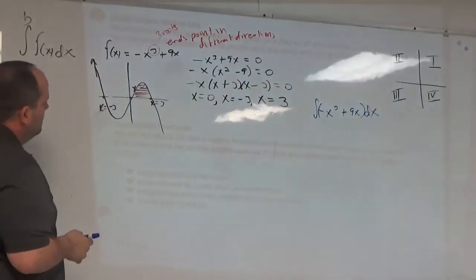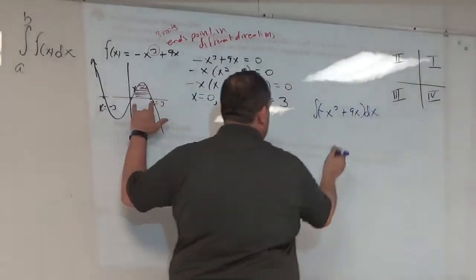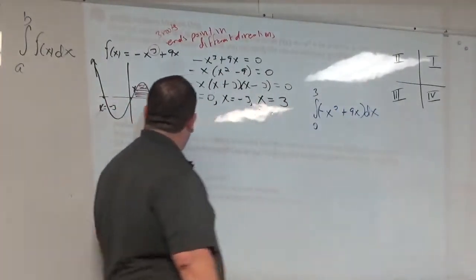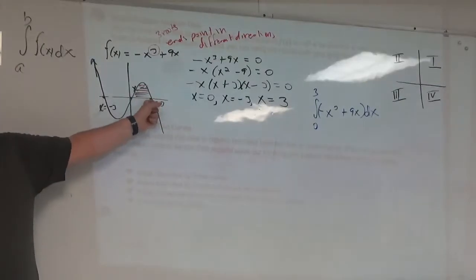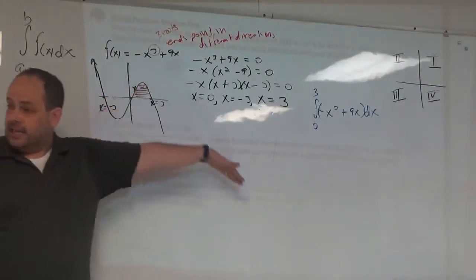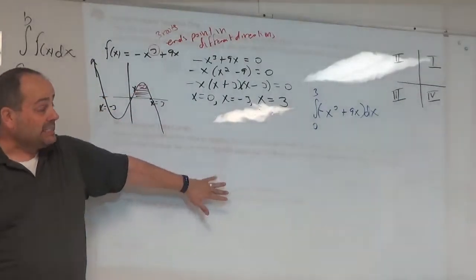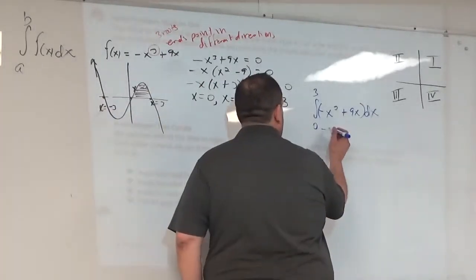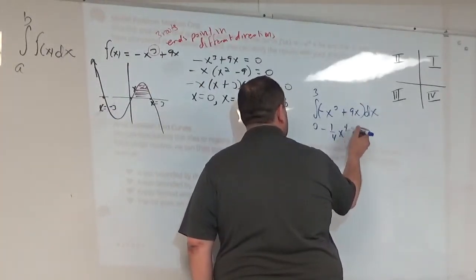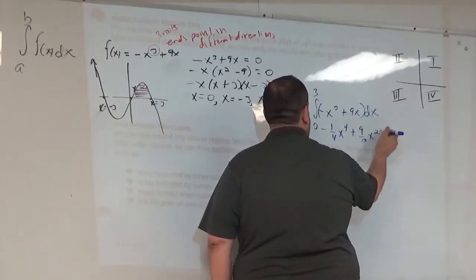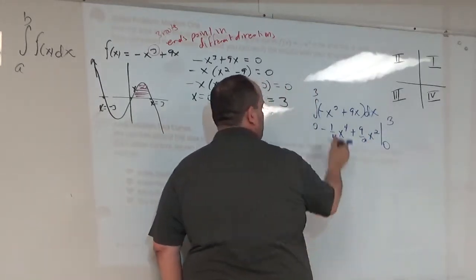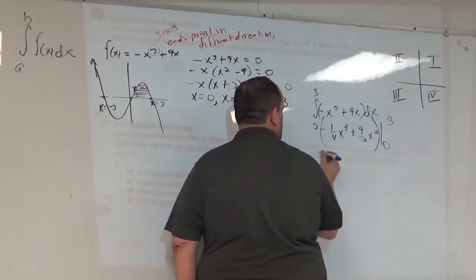Limits of integration? 0 to 3. Because all I want is this part over here, not 0 to infinity. As I head out towards infinity, I'm below the x-axis. So now I'm going to integrate, and I'm going to get negative 1/4 x to the 4th plus 9/2 x squared. We evaluate from 0 to 3.